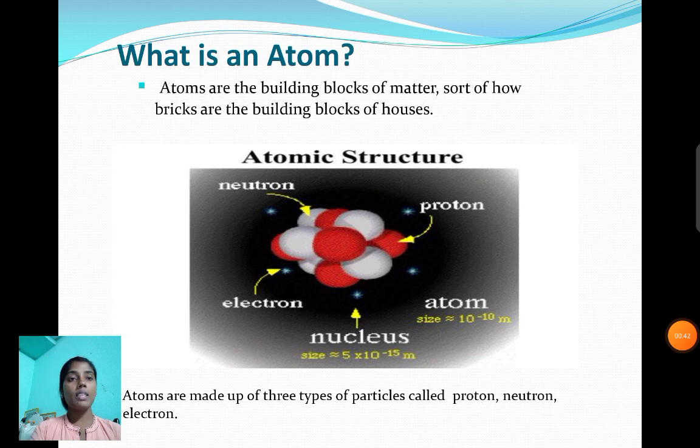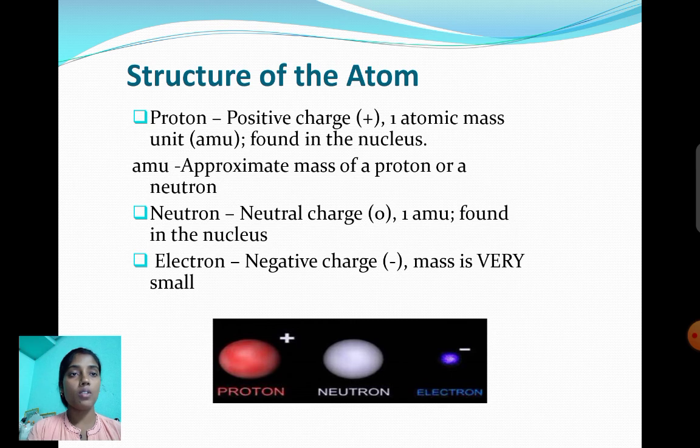Next, what is an atom? Atoms are the building blocks of matter, sort of how bricks are the building blocks of houses. And atoms are made up of three types of particles called protons, neutrons, and electrons. An atom has a central nucleus with protons and neutrons in it. Next, discussing the structure of the atom.